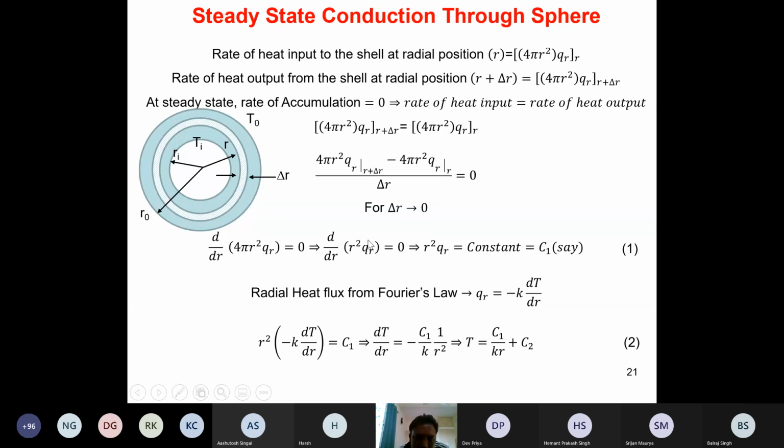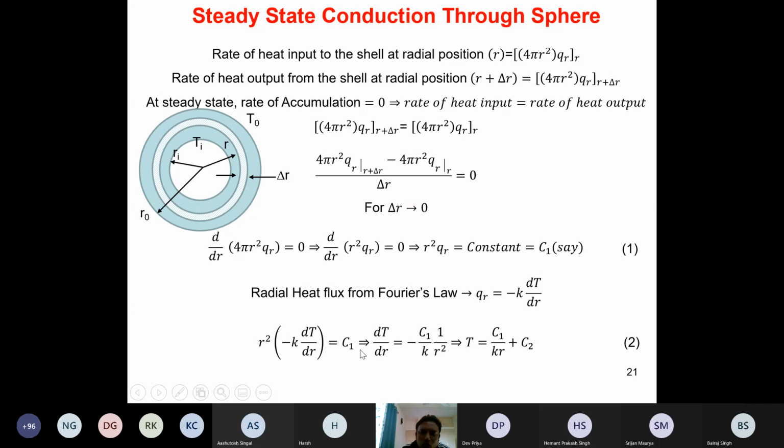If we integrate this equation with respect to R, what we get is R square QR should be equal to a constant. Let's say this constant is C1. Okay, so this is equation number 1. This equation we have obtained from the energy balance across the shell. Now from Fourier's law of heat conduction, the flux QR can be obtained as minus K dT by dr. So we can put QR equals minus K dT by dr in equation number 1. So what we get is R square times minus K dT by dr equals C1.